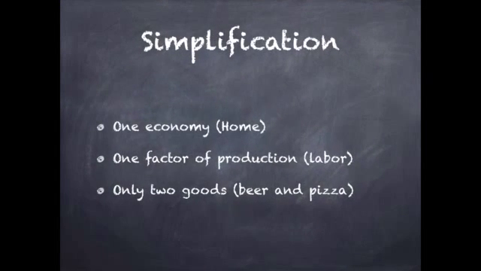So for simplifying purposes, we're just going to assume that we're looking at one economy, and we're going to refer to this as the home economy. There's only one factor of production, which is labor. We don't have any capital that we're going to be having to deal with. So we're looking at this at a very simplified level, and labor is the only input being used in the production process, and we're only producing two goods, to simplify it.